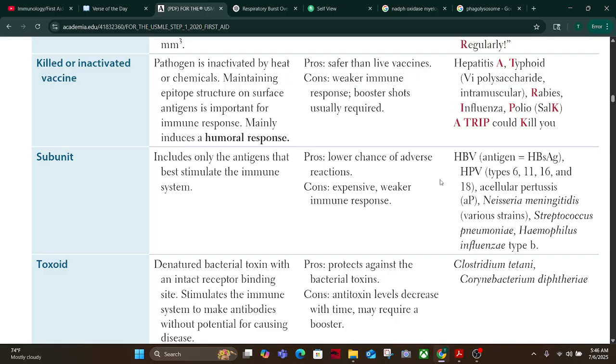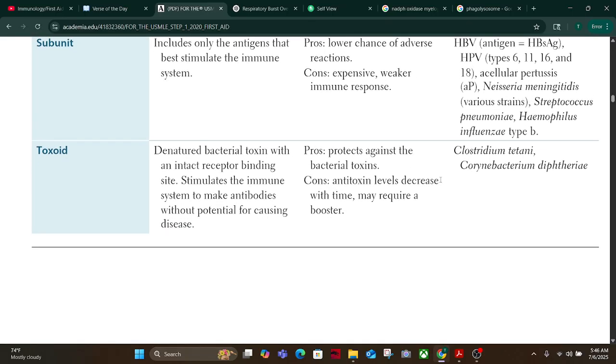Okay, next, toxoid. Denatured bacterial toxin with an intact receptor binding site stimulates the immune system to make antibodies without potential for causing disease. Pros: protects against the bacterial toxins. Cons: antitoxin levels decrease with time, may require a booster. Examples include Clostridium tetani, Corynebacterium diphtheria.